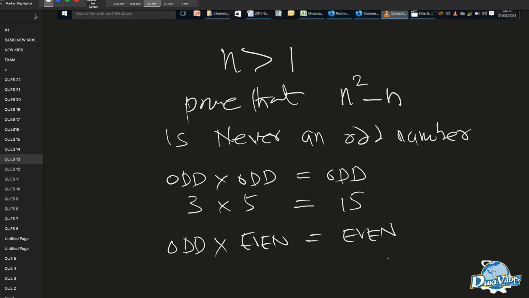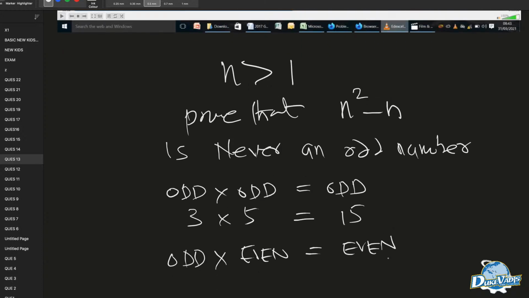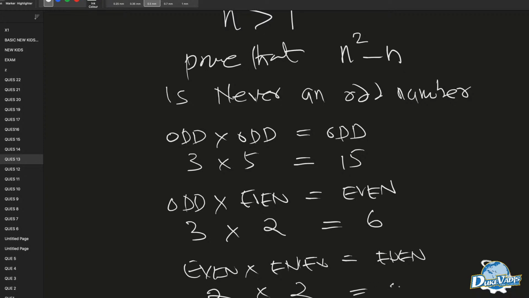Now, if that is the truth, odd multiplying even: 3 is odd, multiplied by even 2, I get 6, which is even. If I multiply even by even, I get even. So 2 multiplied by 2, I'll get 4.